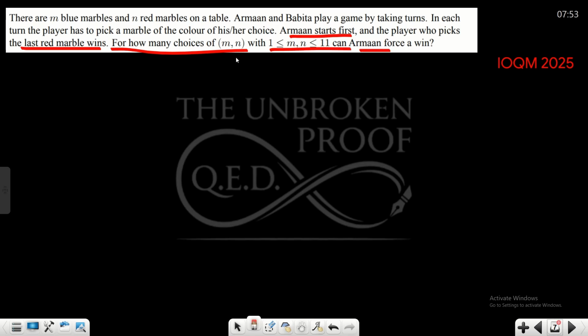Now here we are going to classify into cases, and then we are going to do the counting part. The first thing you have to understand is that Arman should start first and Arman should win, right? The question is that Arman should win, the one who picks the last red marble. So one thing is clear, that M plus N should be an odd number. Why? Because Arman should start first and Arman should win.